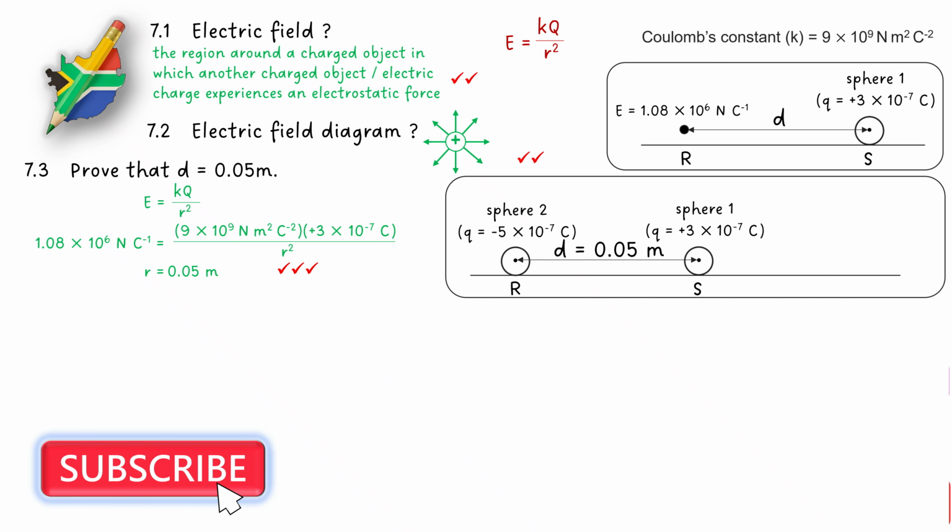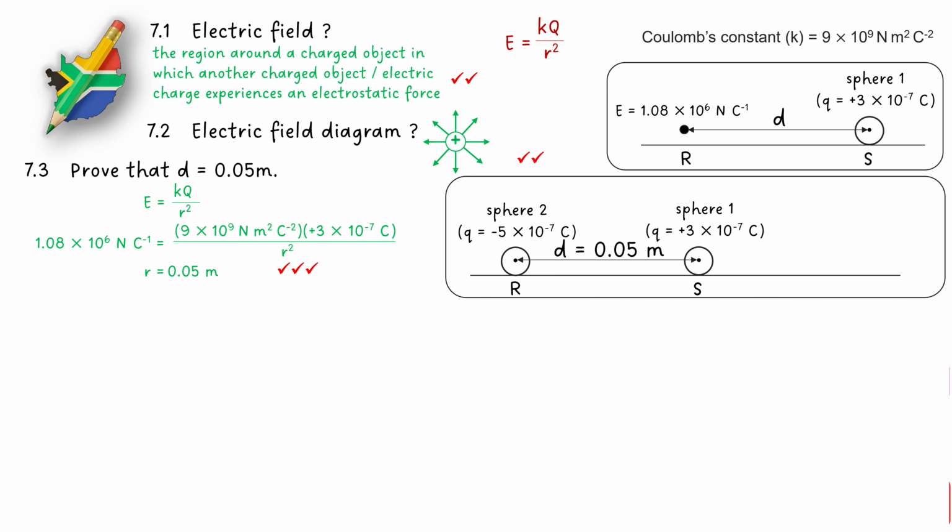We are then told that a sphere is placed at point R. Let's call that sphere sphere 2, and it has a charge of minus 5 times 10 to the negative 7 coulombs. And another sphere is placed to the right of the initial sphere, and its charge is minus 4 times 10 to the negative 7 coulombs. And the distance between sphere 1 and the new sphere, which is sphere 3, is 0.04 meters. We are told that there is a net force acting on the middle sphere. It is 0.0427 newtons.